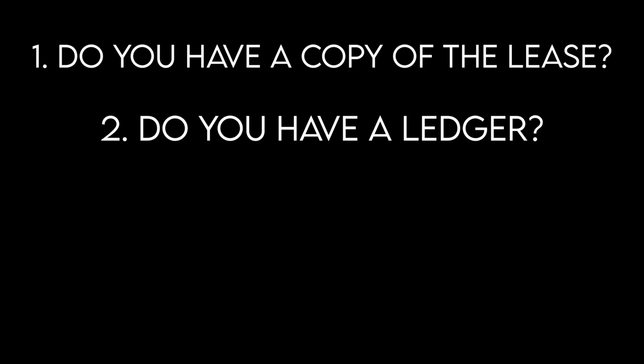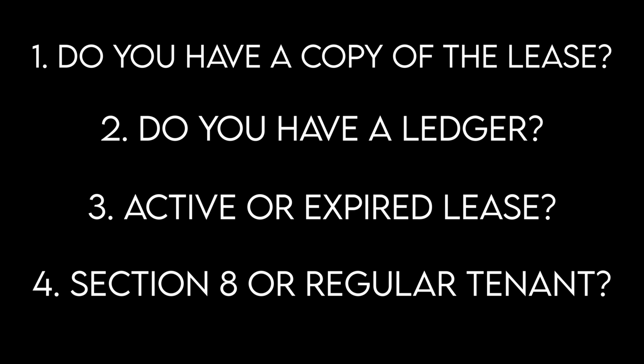So the very first thing you always need to do is get the tenant information on the front end when you're talking to the seller. Here are the 4 things that I always get on the front end. Number 1, is there a copy of the lease, period? Do they have any copy of the lease? Number 2, do they have a copy of a ledger? A ledger meaning, do they have any list or can they show you any proof that that tenant has been paying rent? The third thing, is the lease active or is it expired? And the fourth one, is it a Section 8 renter or is it just a regular renter?